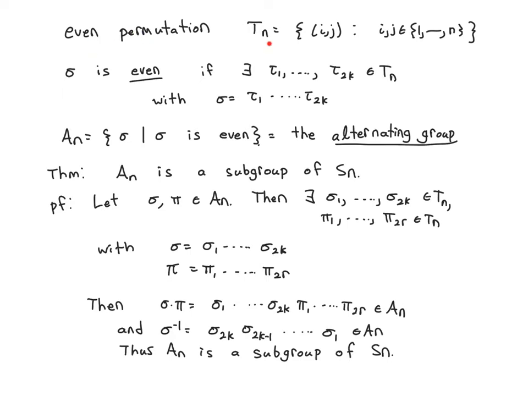So I'm going to let T sub n be the set of 2 cycles. These are called transpositions. And oftentimes the textbook talks about the word transposition, and I guess it's good to actually have the notation here. We're going to say that a permutation is even if you can write it as a product of an even number of transpositions. Note, these are not disjoint 2 cycles. They're just 2 cycles. So an even number of 2 cycles. Let A sub n be the subset of even permutations. It turns out this is a subgroup of S_n and is called the alternating group.